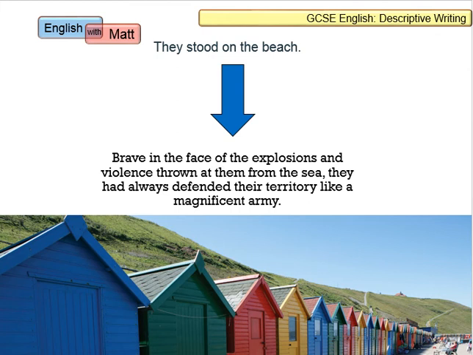Instead of saying they stood on the beach, we could say brave in the face of the explosions and violence thrown at them from the sea, comma, they had always defended their territory like a magnificent army. So not only are we playing about with vocabulary here, we've got magnificent, for example, territory defended, some more complex vocabulary. We've also got a simile in there. We're comparing the beach huts to an army there. And we're also starting that sentence as well with an adjective, brave.